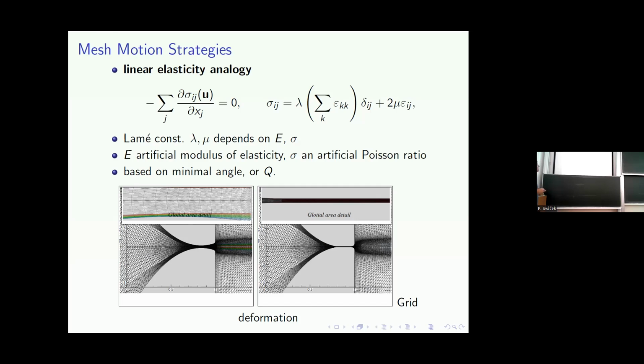But we were able to increase the robustness of the algorithm by changing these Lamé constants, which depend on the Young modulus, artificial Young modulus and Poisson ratio. We just modify these values based on the minimal angle of the triangle, increasing the stiffness of the bad triangles, or there is another criterion Q, which says how much the triangle is deformed. Another possibility we would like to try, but didn't do yet, is to use a nonlinear elastic model, which maybe should be even better.